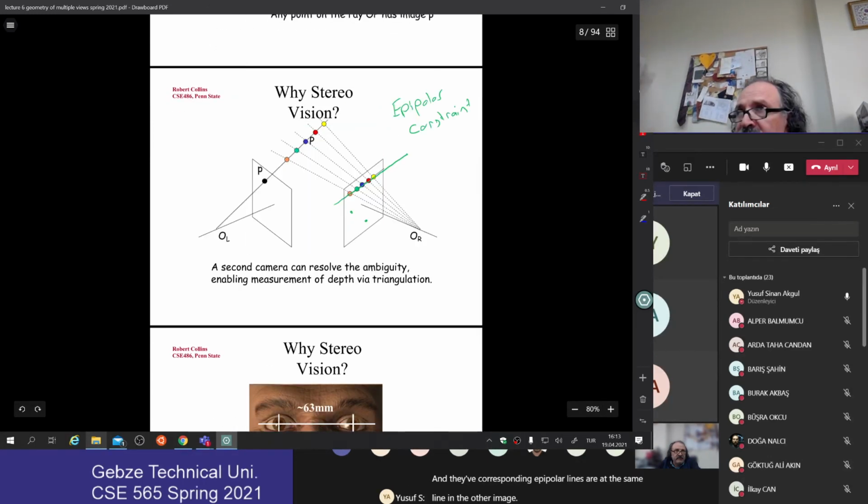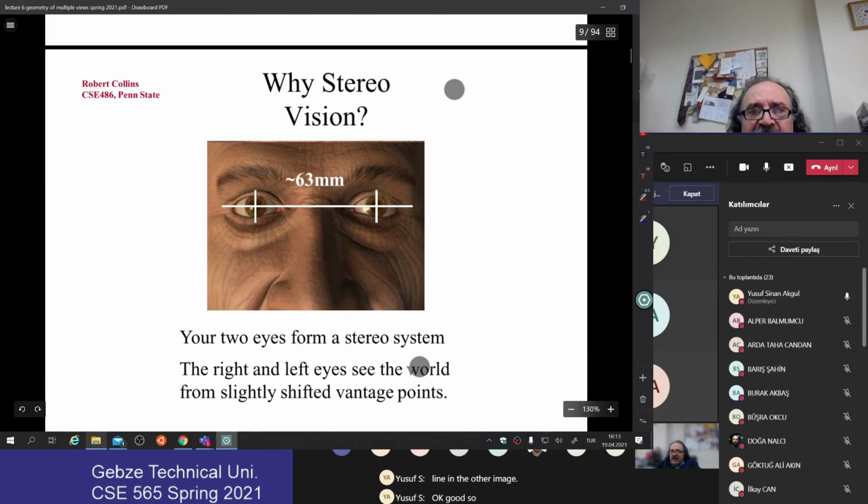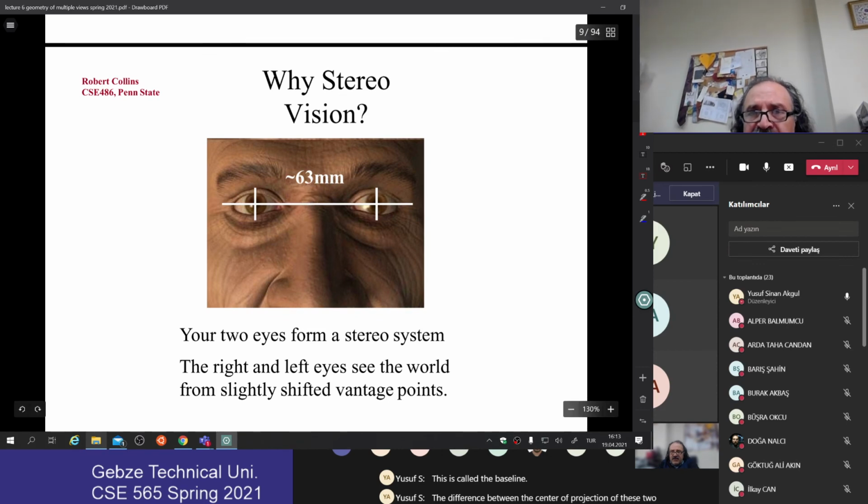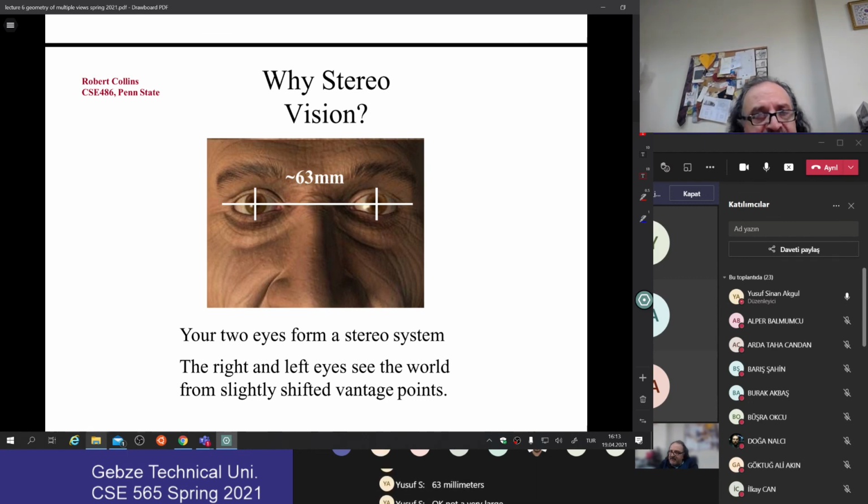Good. So why stereo vision? It gives us a very good advantage for finding the depth of points from the camera. And as I said before, the human eye does the same thing. The same scary guy again. This is called the baseline, the difference between the centers of projection of these two cameras, 63 millimeters. On average, the human baseline is 63 millimeters. Not a very large baseline, but it's good.